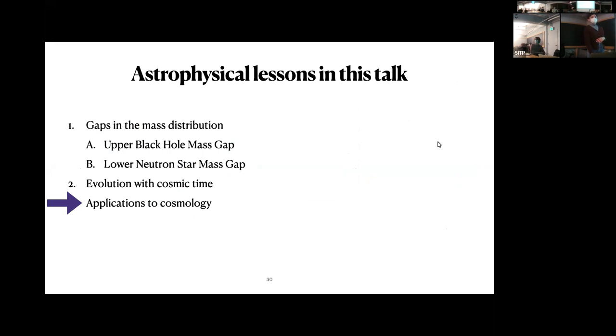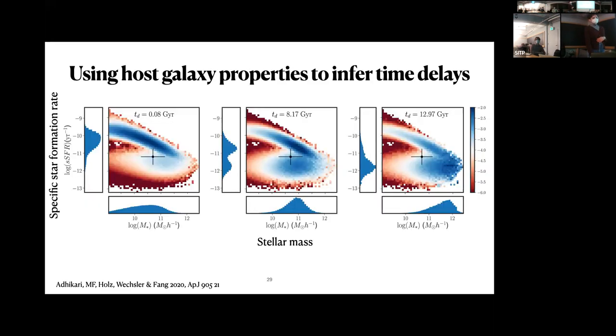I'm sorry, that was a simulation, right? Is this the previous slide? Yes, this is what we expect to see. Right now we have one event where we know the host galaxy. That's what's shown here in this cross. So the idea is that when we have a bunch of events, we can combine them statistically and see which distribution they look like. But now this is just simulation.